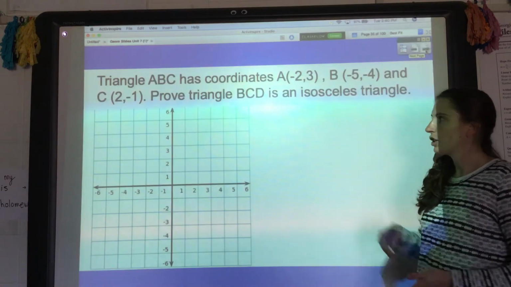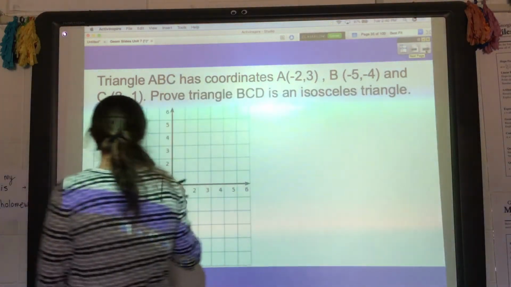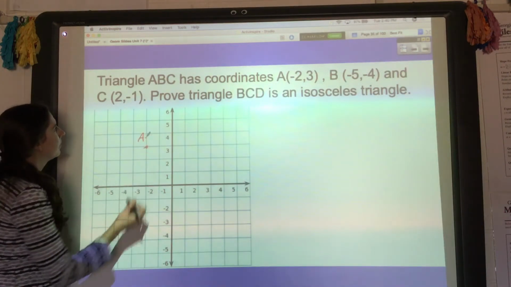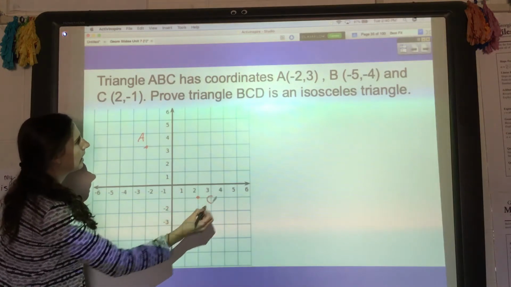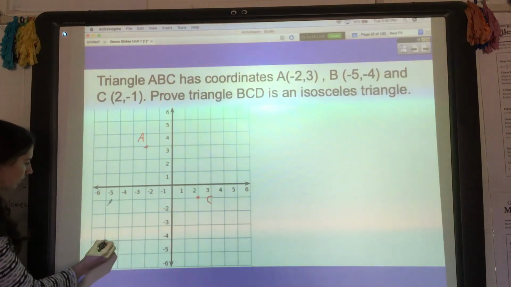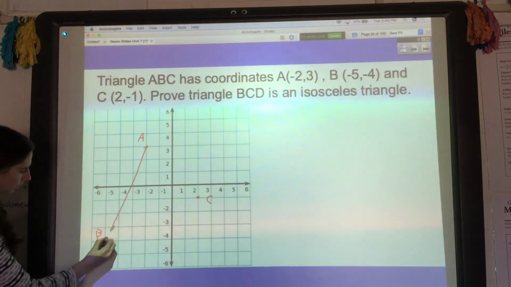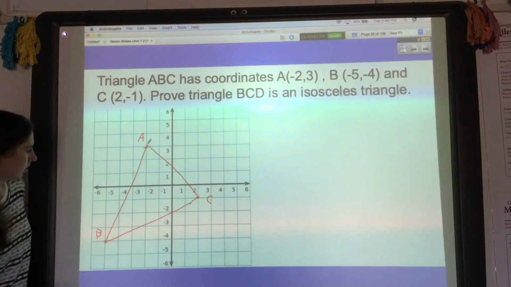So imagine I have triangle ABC that has these coordinates. I'm going to graph them. So -2, 3, that's A. 2, -1 is C, and -5, -4 is B. So here's my triangle. Ooh, goodness. Did I do that right?